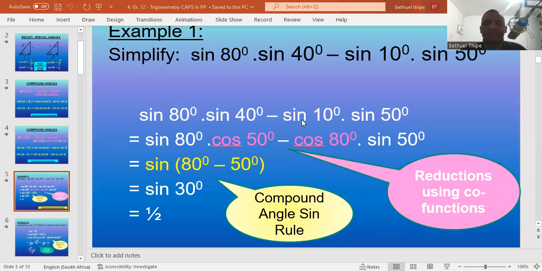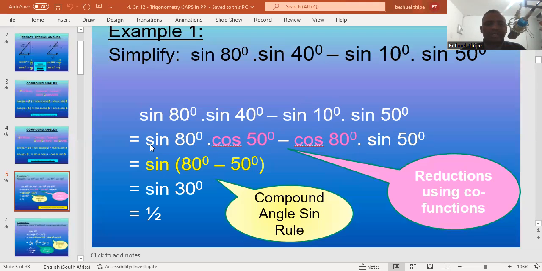Here we say the sine of 10 degrees is the same as the cos of 80 degrees because the cofunction of sine is cos, and angle 10 degrees and angle 80 degrees sum to 90 degrees. So 10 degrees and 80 degrees are complementary angles. If two angles complement one another, the sine of this angle must be the same as the cos of this angle. And here we leave the sine 50 as it is.